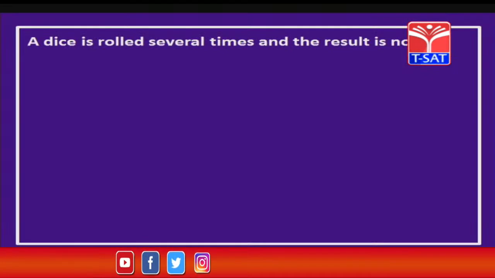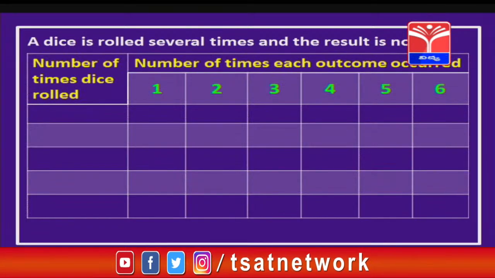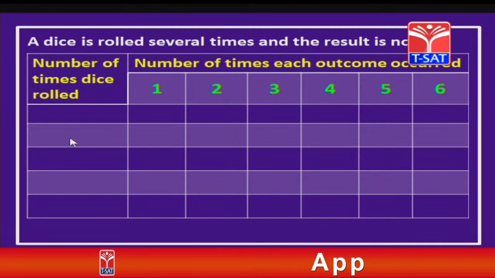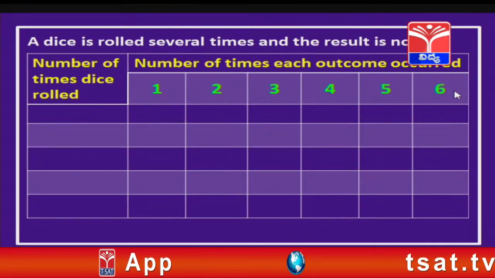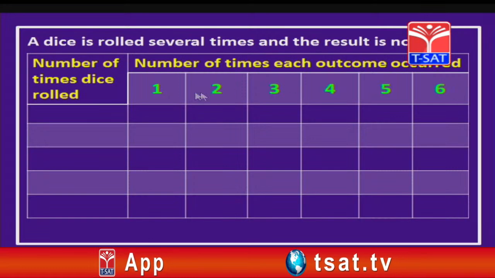So, children, we have seen the experiment of tossing a coin 100 times. Now, let us roll a dice also and see what we are going to get. A dice is rolled several times, and again the result is noted as shown on your screen. These are the number of times we are rolling the dice, and these are all what, children? Yes, they are outcomes. How many outcomes are there? Yes, we are going to get 6 outcomes.